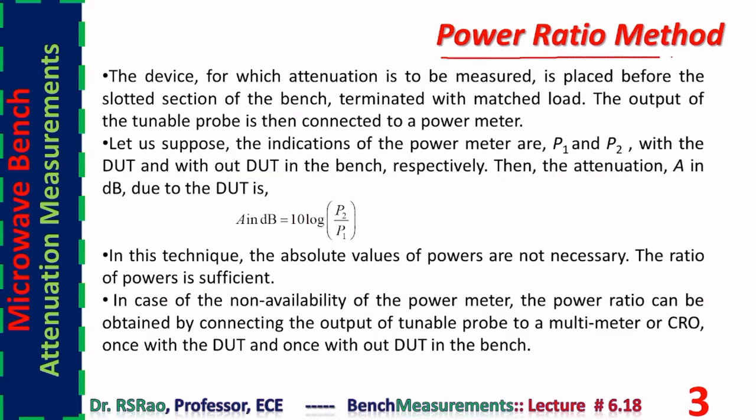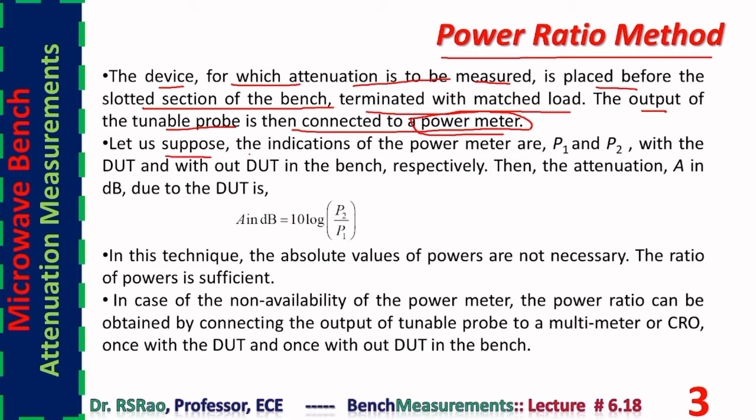First, the power ratio method. The device for which attenuation is to be measured is placed before the slotted section of the bench and terminated with a matched load. The output of the tunable probe is then connected to a power meter. It gives an indication of the power in the wave.